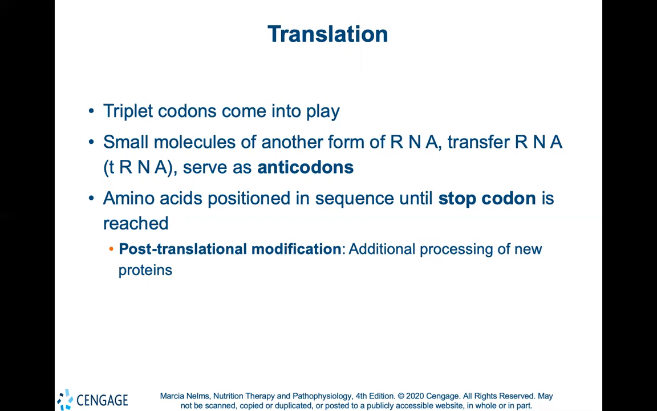After the amino acids are positioned in sequence, peptide bonds are formed between adjacent amino acids, and the new protein elongates until a stop, a nonsense codon, is reached and the newly created protein is released. Additional processing of new proteins is called post-translational modification.